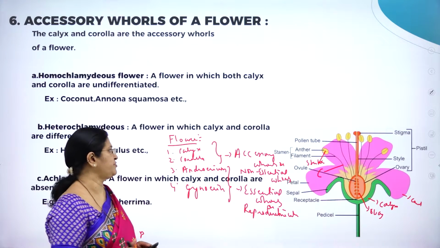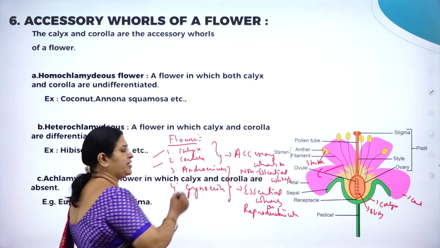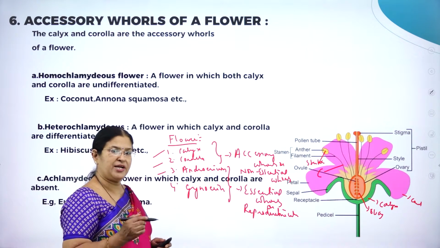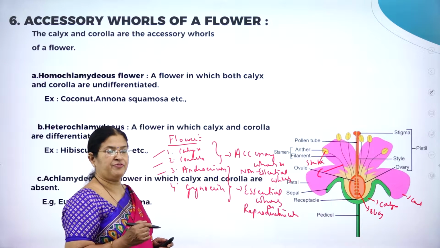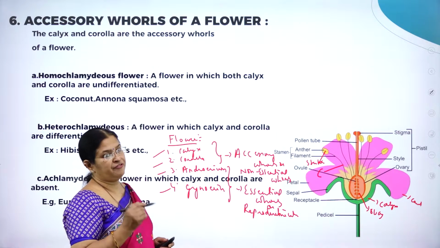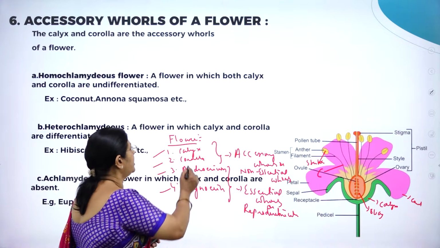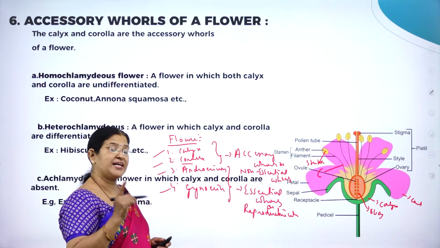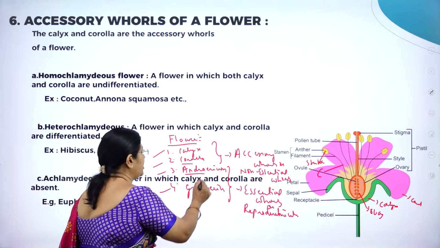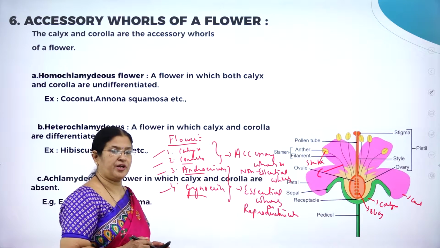Hope you remember in the last class we studied about the four whorls of a flower, or the four very important parts of a flower. One is called calyx, the units of calyx are called sepals. Second one is called corolla, the units of corolla are called petals. And third one, that is androecium, the male reproductive part of a flower, and the units of androecium are called stamens. And gynoecium, the female reproductive part of a flower, and the units of gynoecium are called carpels. Here, calyx and corolla are called accessory whorls, or otherwise called non-essential whorls, whereas androecium and gynoecium are called essential whorls, or also called reproductive whorls.